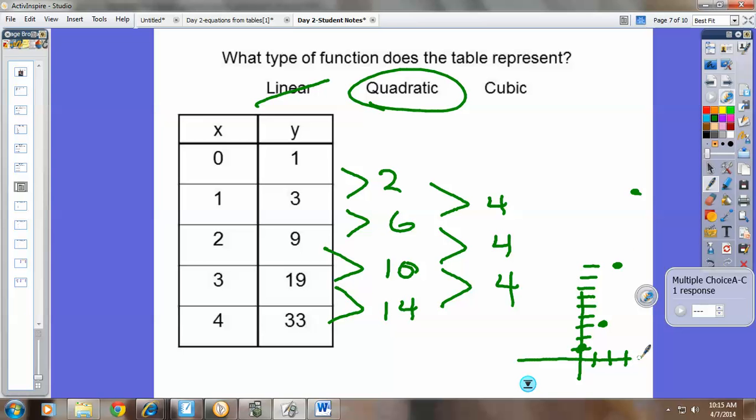Somewhere up there. We'll do something up there. That's what it looks like if we plot those points. They didn't take any negative values, did they? Okay? But these are clearly not in a straight line. It's more of a curve. So that should give you a clue that it's probably going to be either quadratic or cubic.